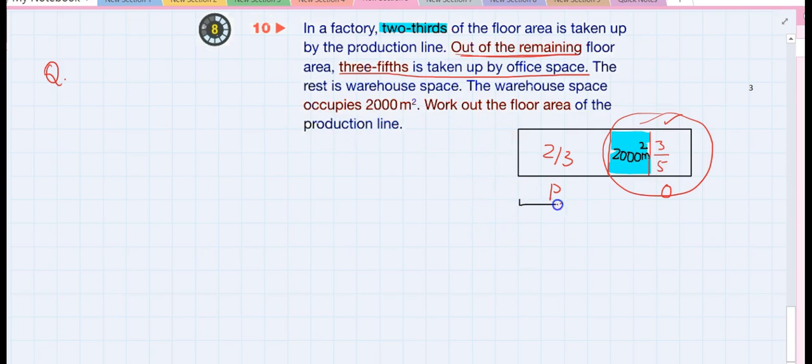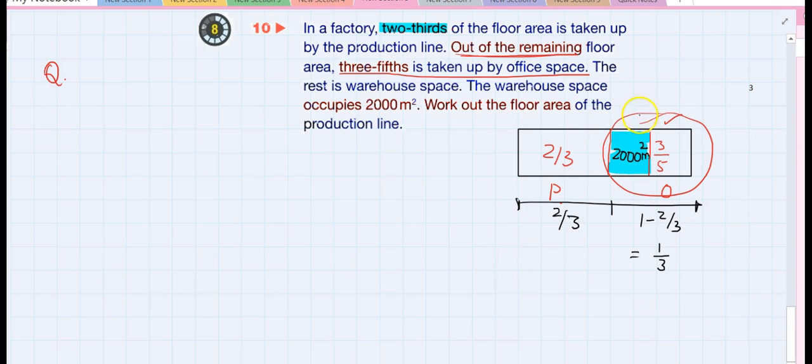Now this is a complete area. 2/3 has been taken by the production line. So we know this remaining area is 1 minus 2/3. So that is 1/3. This is 2/3 and this is 1 minus 2/3. So that is 3 times 1 is 3, minus 2, that is 1/3.